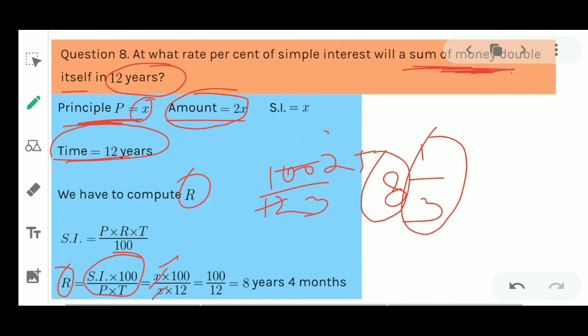Yes, it's not 8 years 4 months, that is 8 whole 1 by 3%, because here we have to find out rate, that is interest rate. Okay, rate of interest. So rate of interest equal to 8 whole 1 by 3%. That is the answer. Not 8 years 4 months. Okay, so answer is 8 whole 1 by 3%.